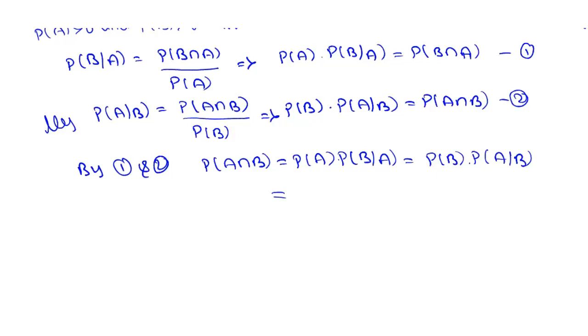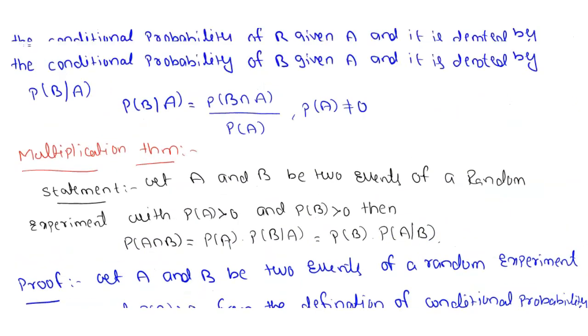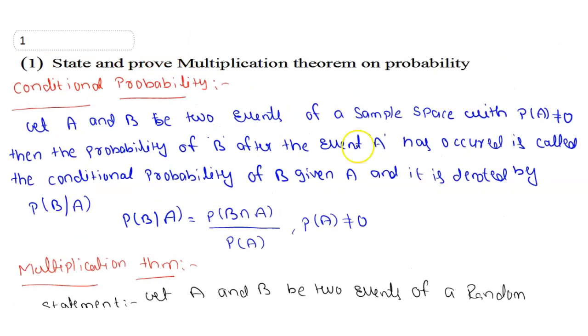This complete theorem depends upon the conditional probability definition only. Let A and B be two events of a sample space with P of A not equal to 0. Then the probability of B after the event A has occurred is called the conditional probability of B given A.